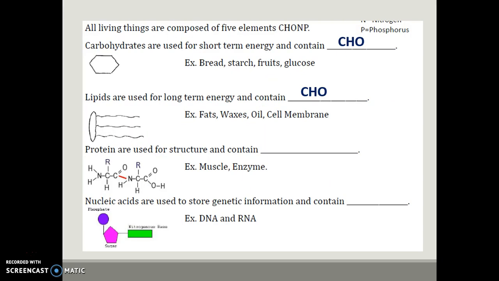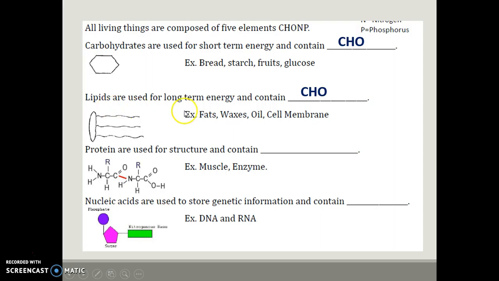All living things are composed of the five elements: carbon, hydrogen, oxygen, nitrogen, and phosphorus, or CHNOP. So carbohydrates have the elements CHO, carbon, hydrogen, and oxygen. Carbohydrates are useful for that short-term energy. A lot of fruits, a lot of sugars have that short-term energy to give you that quick boost.